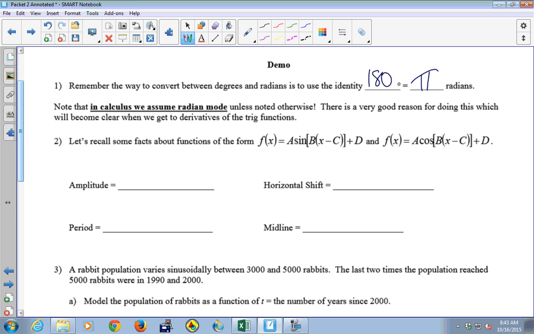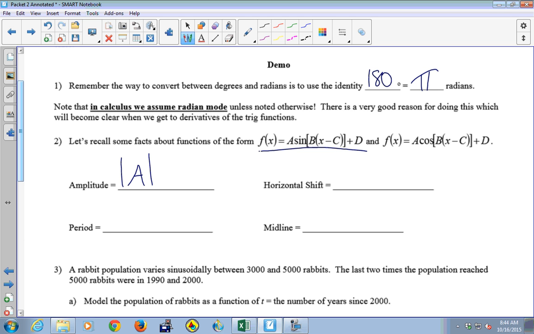All right, so if we have a function of the form a times the sine of b times x minus c plus d, or a times the cosine of b times x minus c plus d, we can tell some things about this function just by using the values of a, b, c, and d. Does this sound familiar? What's the amplitude of these 2 functions? The absolute value of a, because a can be a negative number, right? But the amplitude is just the absolute value.